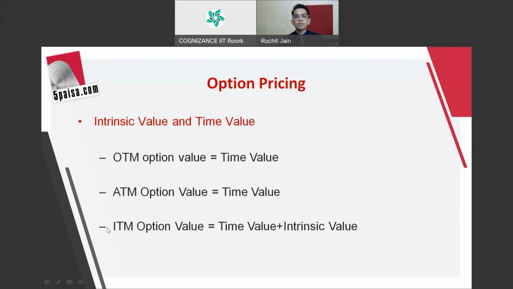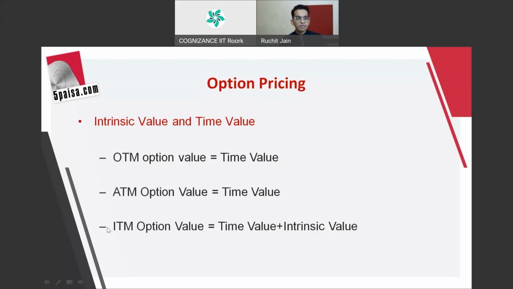On expiry day, what happens? The time value becomes 0 on the expiry day. So if the option that you have bought remains out of the money on the expiry day, then the option value becomes 0. If the option is in the money, then the time value for an in the money option will also become 0, but intrinsic value would be left in it.